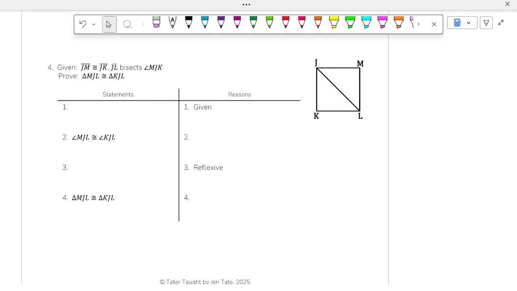For number two, I think it'd be alternate interior angles. Not sure, but I think correct. For reasons, yeah, for number two.